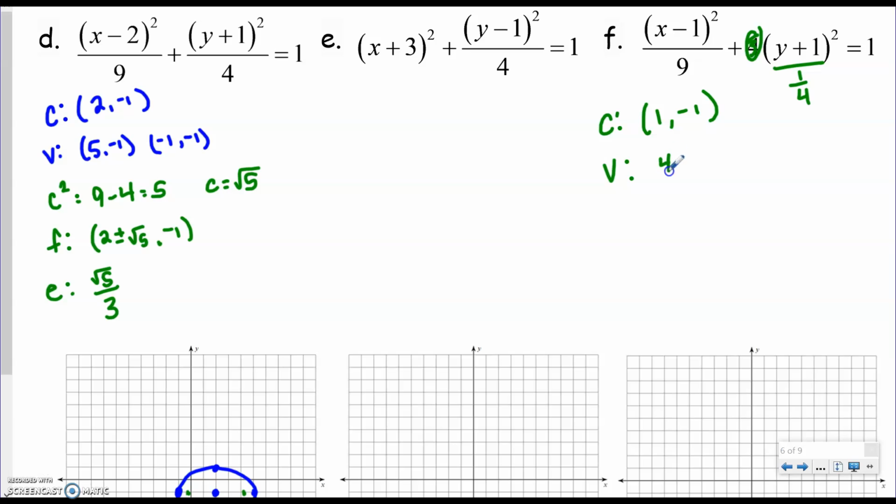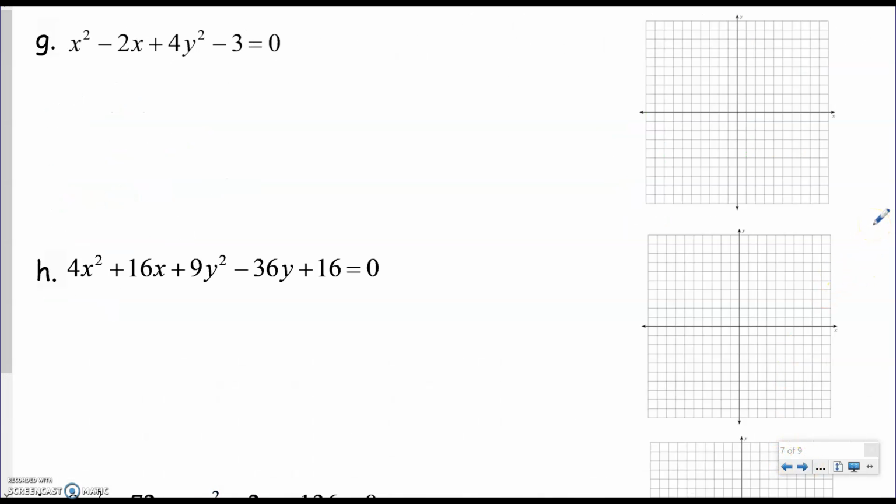So if I add 3, I get 4, negative 1. If I subtract 3, I get negative 2, negative 1. And then from there, you're going to go ahead and find your C, which is 9 minus 1/4. And then kind of go from there. Okay, so I'm going to let you go ahead and finish that. We're going to do one more graph here, and I'm actually going to go to another video for grading.